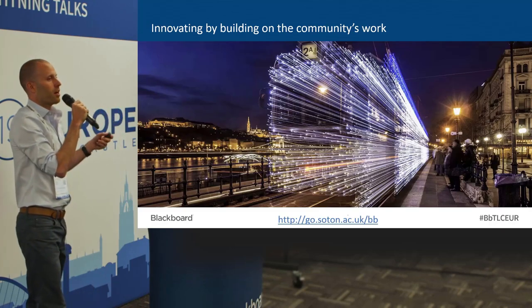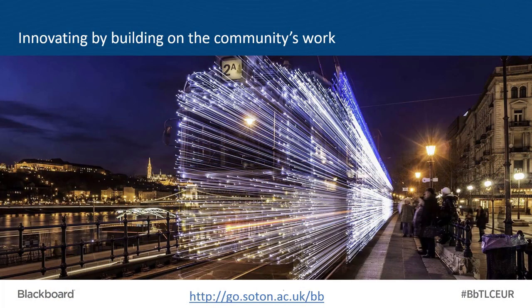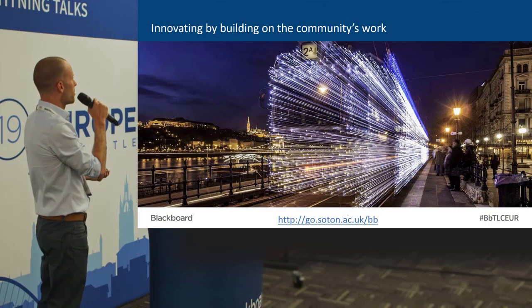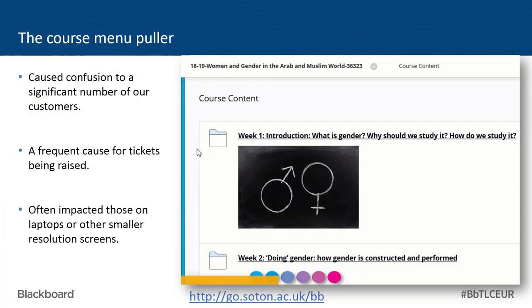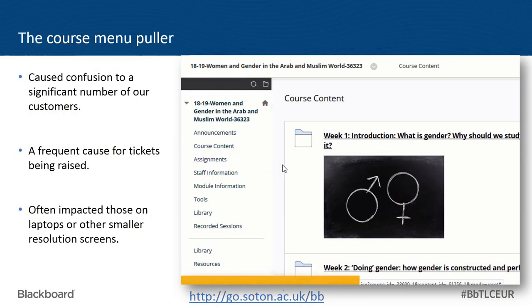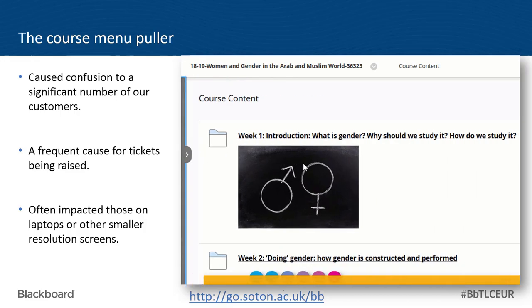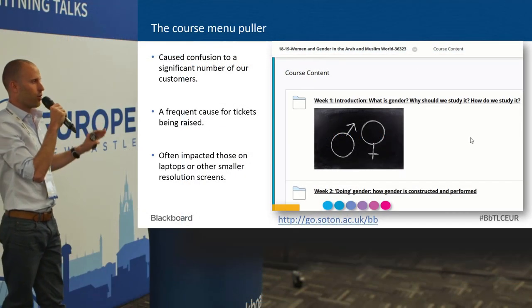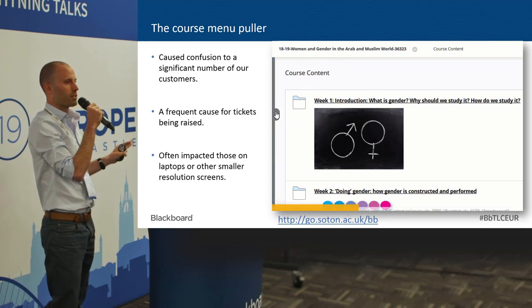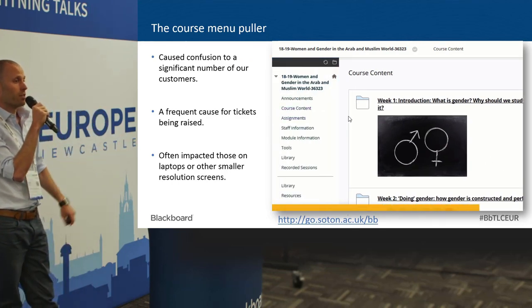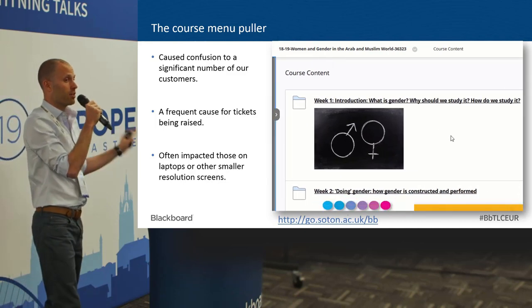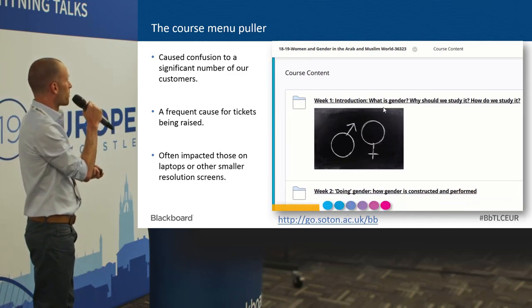We then started looking at building on what other people had done. I'll go through these quite quickly because Ester's already touched on some of these. So we've got the puller that hides and shows the course menu. We had loads of tickets from students where that had automatically hidden that menu, and they couldn't for the life of them work out how to get it back. So they were raising tickets saying, all I've got is my announcements. I can't see any other content.